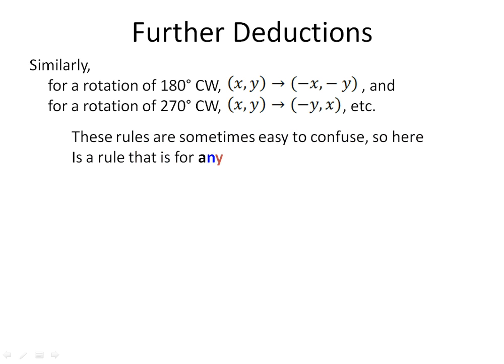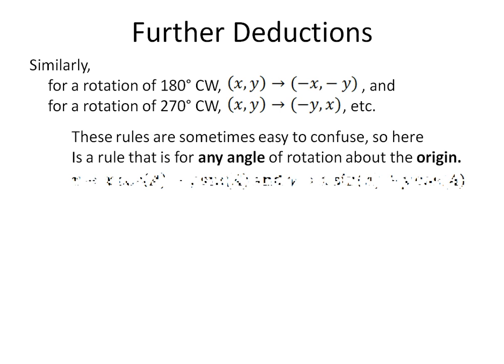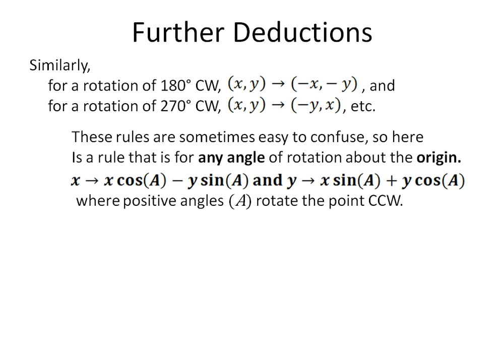These rules are sometimes easy to confuse, so here is a rule that works for any angle of rotation around the origin. x becomes x cosine A minus y sine A, and y becomes x sine A plus y cosine A, where the positive angles A rotate the point in a counterclockwise direction. It's very important that you remember that it's counterclockwise, because if it's clockwise, to get the angle A properly, you have to subtract the angle from 360.